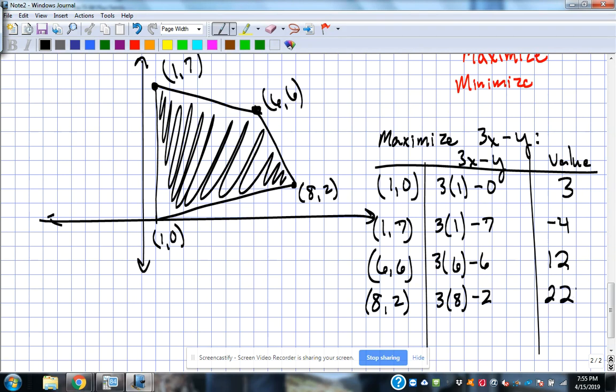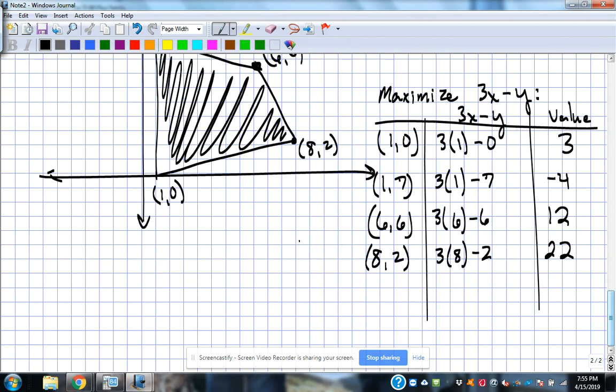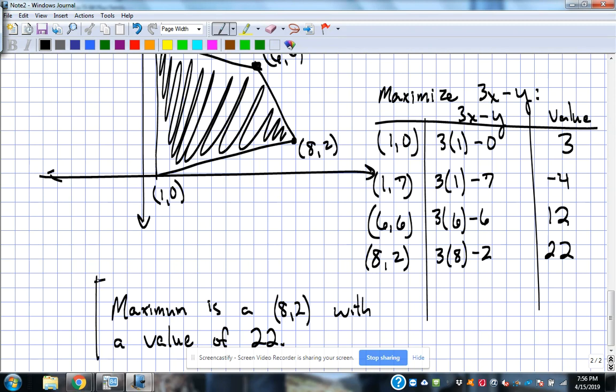The maximum is at (8, 2) with a value of 22. That's what our answer is. It asks us to maximize it. We're going to find the biggest one. What if you're asked to minimize it? It is that easy, okay?